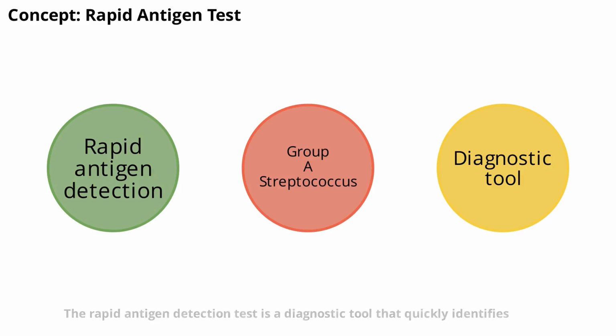The rapid antigen detection test is a diagnostic tool that quickly identifies the presence of group A Streptococcus antigens in a throat swab sample. It is valued for its speed and specificity, making it a popular choice in clinical settings where timely results are important.